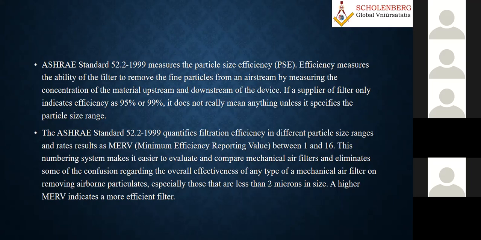If the supplier of the filter only indicates, as I was telling you, that the filter efficiency is 95 or 99, that does not mean anything unless it specifies the particle size. What size does it cover? Is it 0.5 micron, 2 micron, or 10 micron? That has to be specified. So the ASHRAE standard quantifies the filtration efficiency in different particle size ranges and rates the result as the minimum efficiency reporting value.